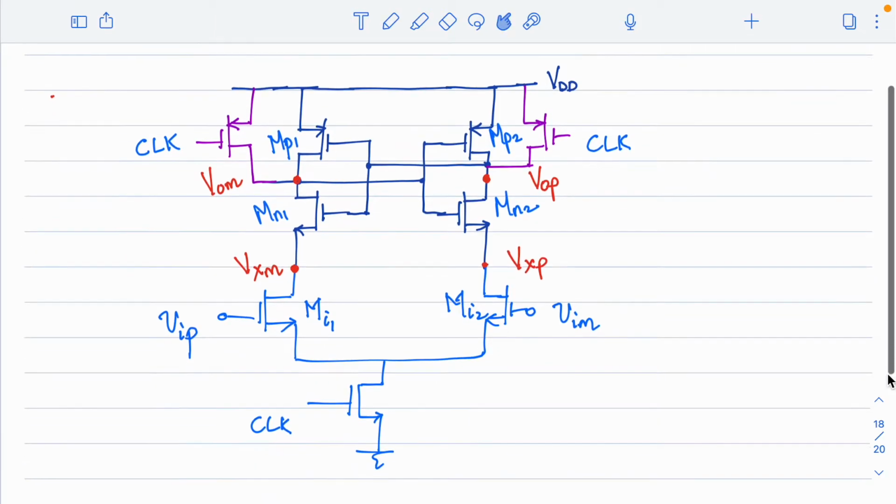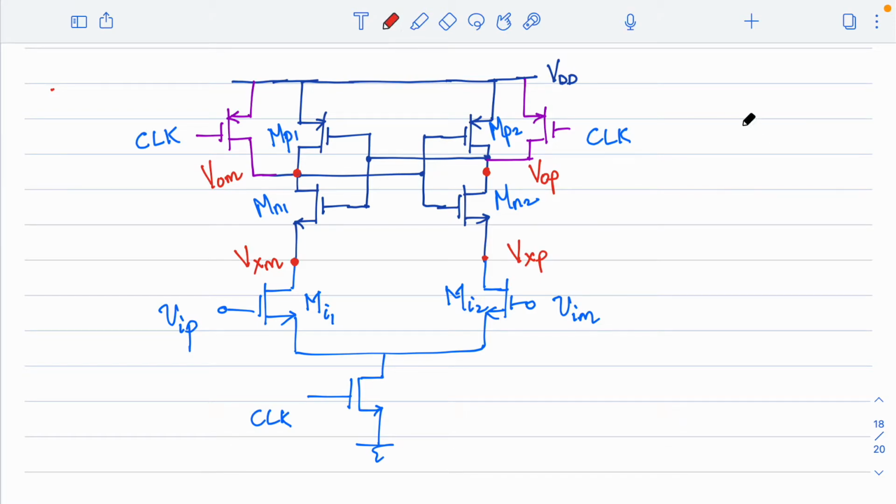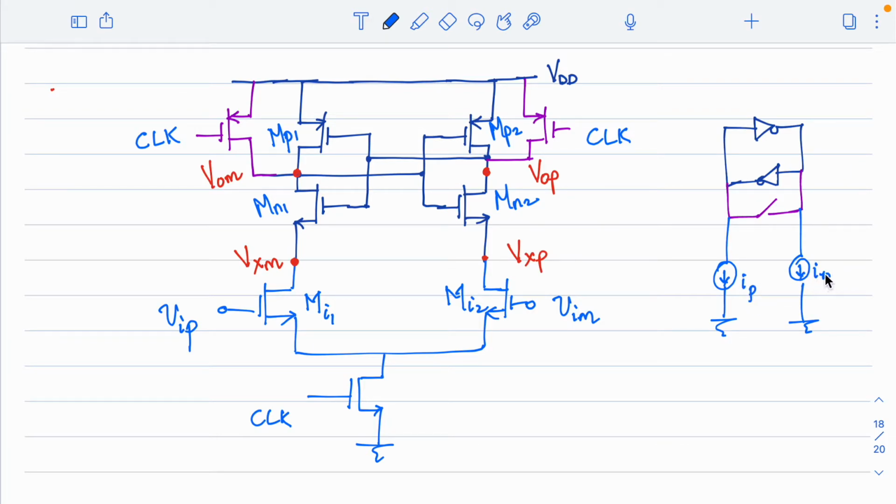What we have done here, so this is a circuit diagram, is we have taken the basic back-to-back inverters for regeneration, and then we have the clock. We have the switch which will keep your output reset, and then we have the circuit to establish the initial condition for regeneration. All right, so I mark this as IP and this is IN. So similarly, this will carry current IP and this will carry current IN.